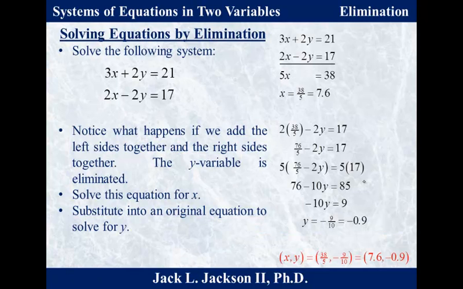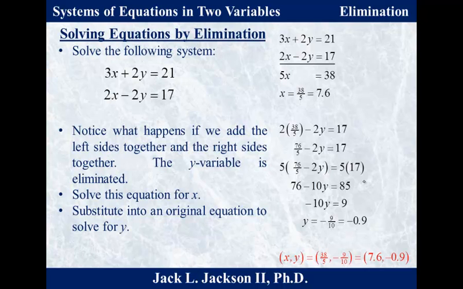Alright, here's another system, and this time we're going to solve by a technique called elimination. Now what we're going to do here is just add these equations together. Now if we take that first equation, 3x plus 2y equals 21, both sides of that equation are actually 21. They're the same thing. Of course the right side is just 21. The left side is an expression that's equal to 21. Similarly, the second equation, both sides are 17.